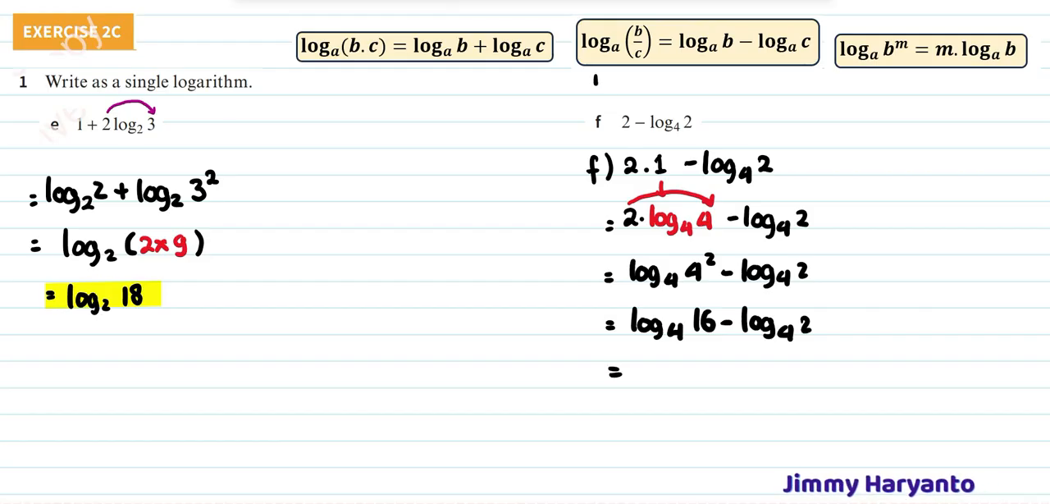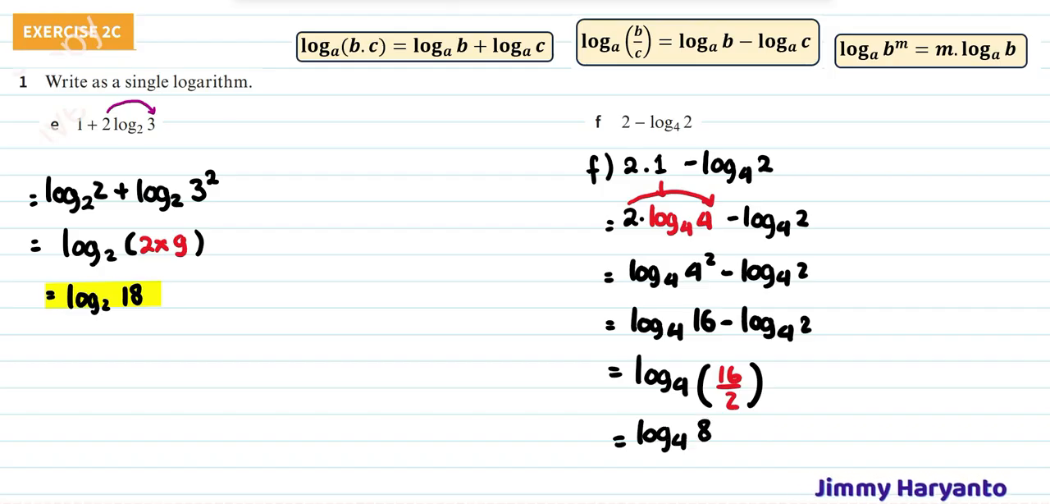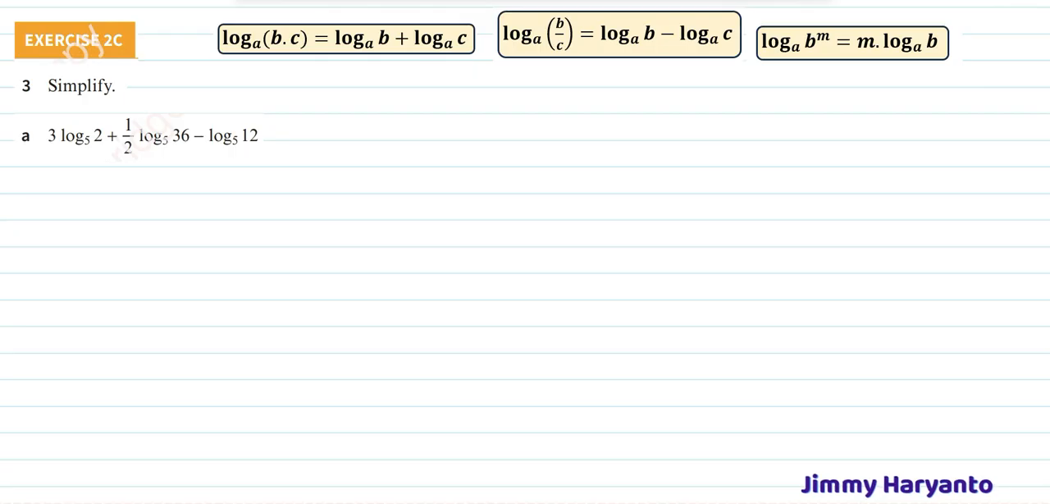And then use these properties, the division properties. You can combine the logarithm. You'll have 16 divided by 2, and the final answer is logarithm of 4 and then 8. Okay, next is question 3.